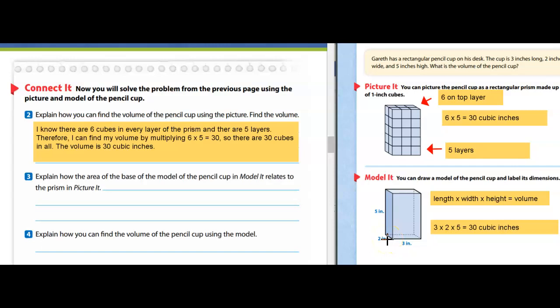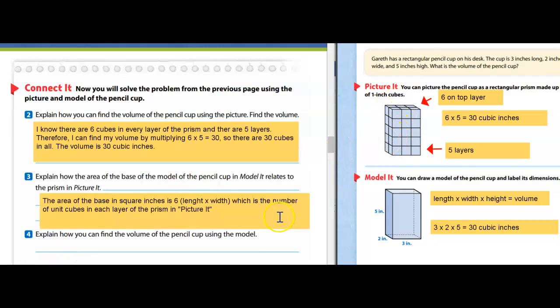Think to yourself: I know 3 times 2 is 6, so my base is 6. I also see that my top layer in picture it has 6 individual 1-inch cubes. Those are similar. So in your own words, explain how the base of the model it, 3 inches by 2 inches, relates to the prism in picture it.